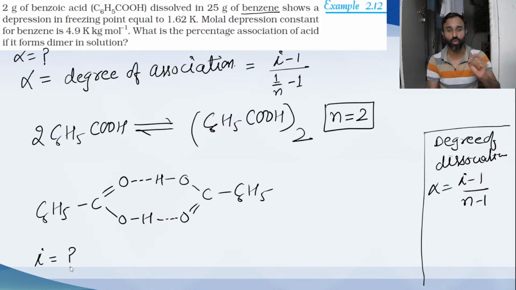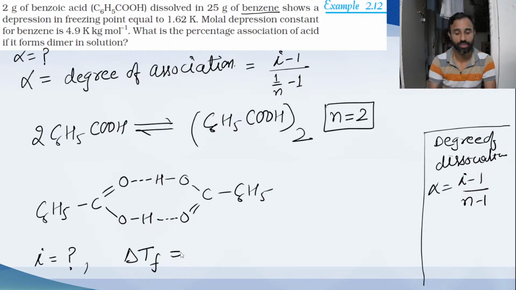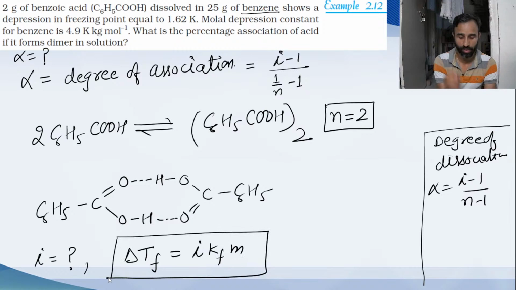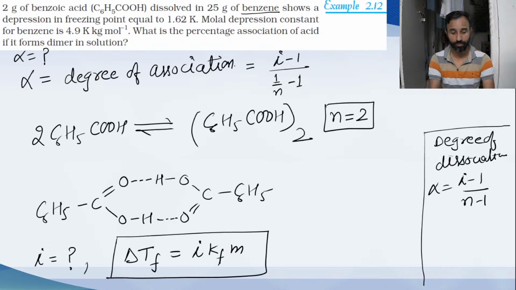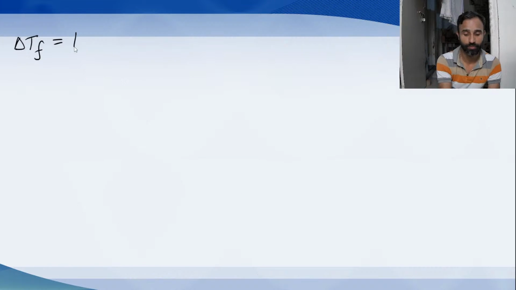To calculate i, we use the depression in freezing point. The question is of depression in freezing point, and delta TF is equal to i KF m. This is the formula. In this, delta TF is given, showing the depression in freezing point. What is delta TF? 1.62 Kelvin.